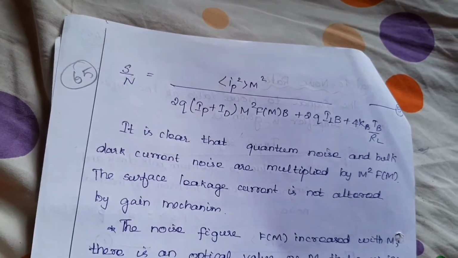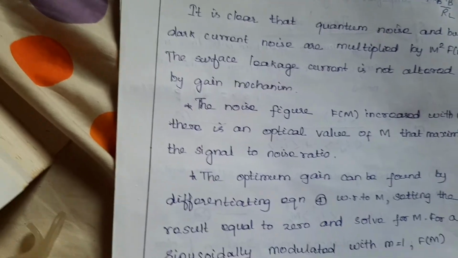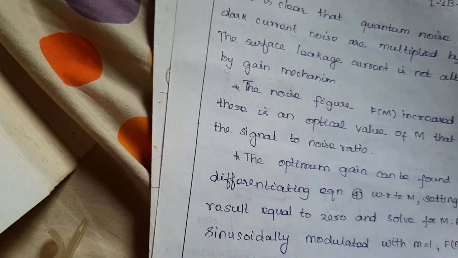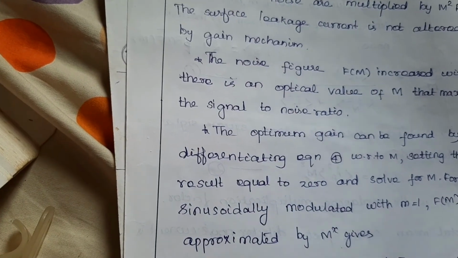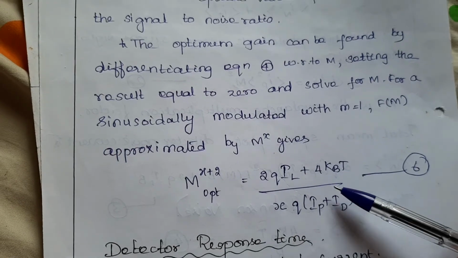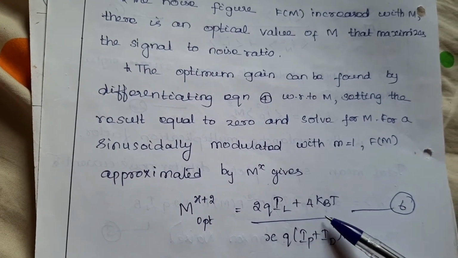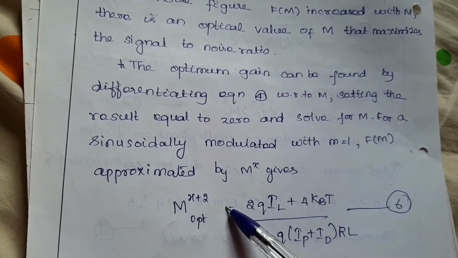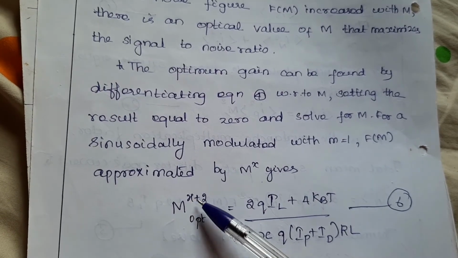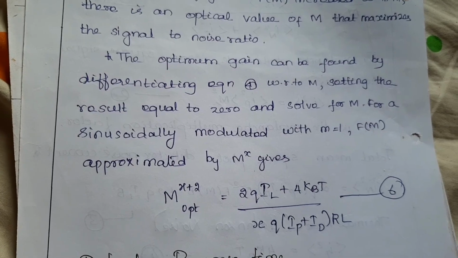Now from this you can obtain the optimum gain value by differentiating this equation. So the optimum gain value can be obtained by using this formula. By differentiating with respect to M, you get this value. It is second order, third order; by varying the value of x, we get this value, approximated by M power x.